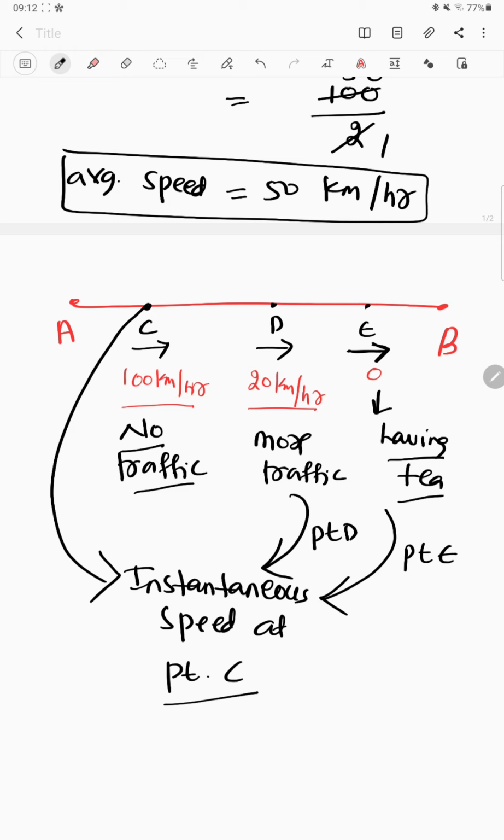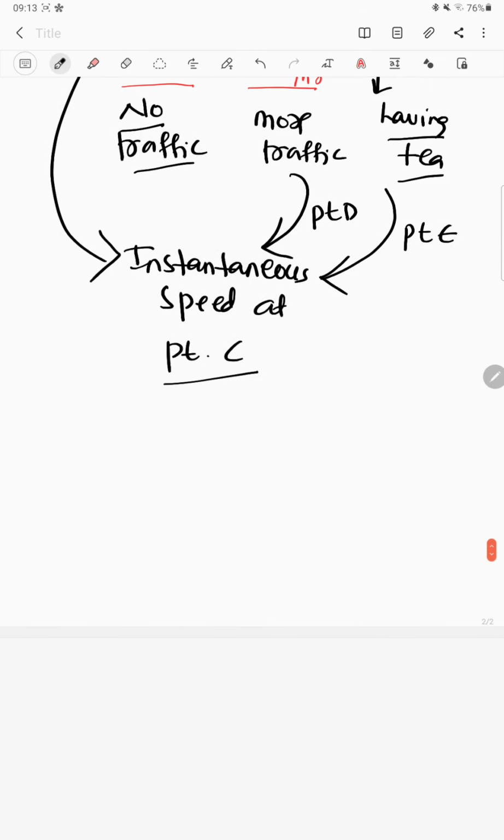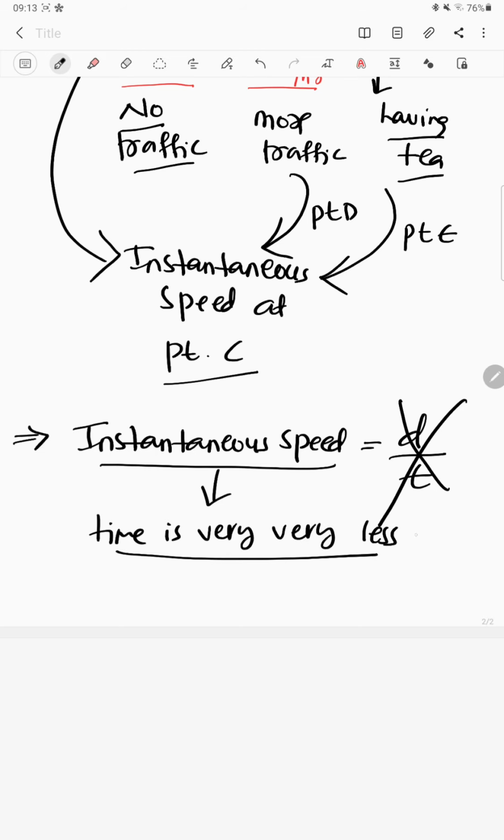And average speed means for this entire journey of 100 kilometers, how many hours have you taken? 2 hours. So what is your average speed? That is 100 divided by 2, which is equal to 50 kilometer per hour. Whenever we are asking for instantaneous speed, you are not going to do distance divided by time. No, this is not the way to do it. For instantaneous speed, the time is very less, almost 0.